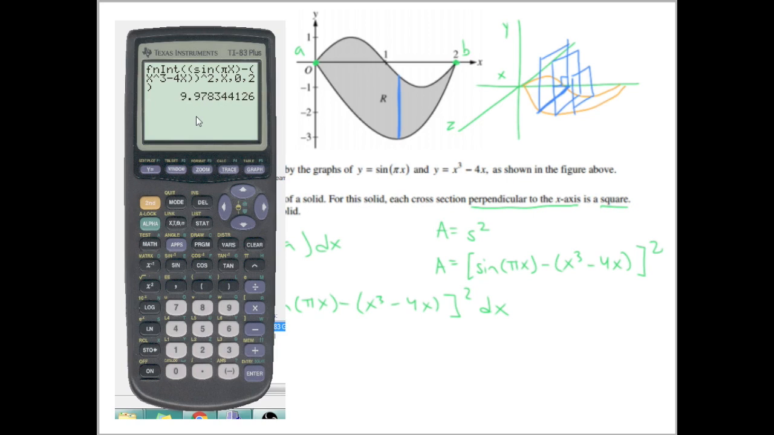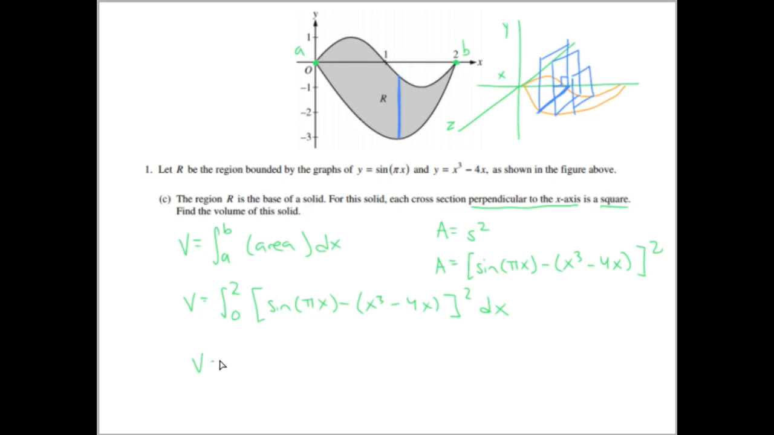We want to round to 3 decimal places for the AP exam. So V equals 9.987. Is that right? Yeah, 978.